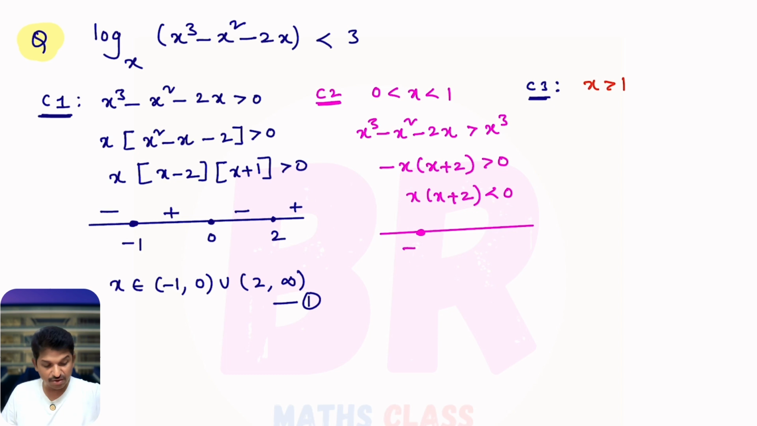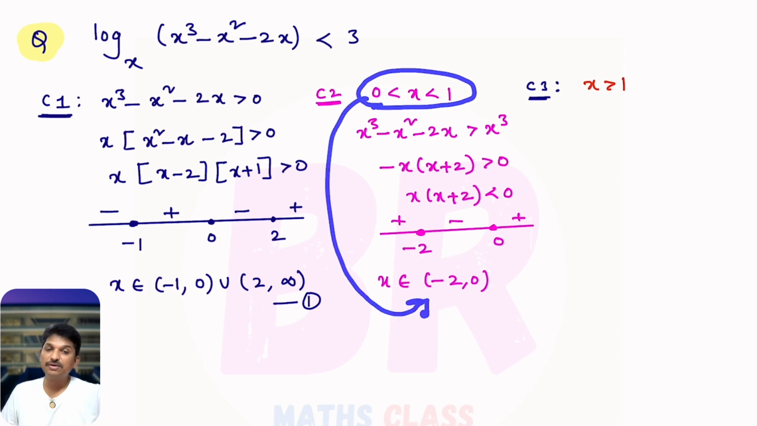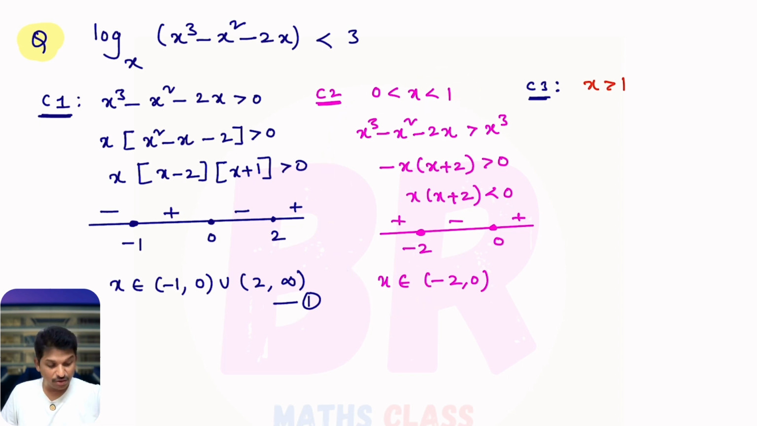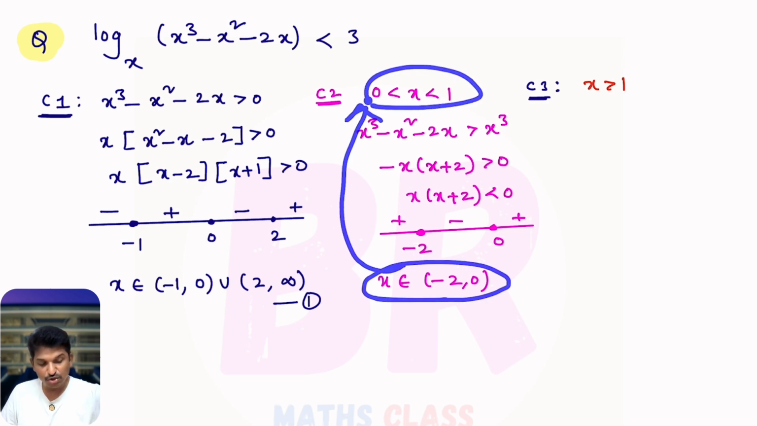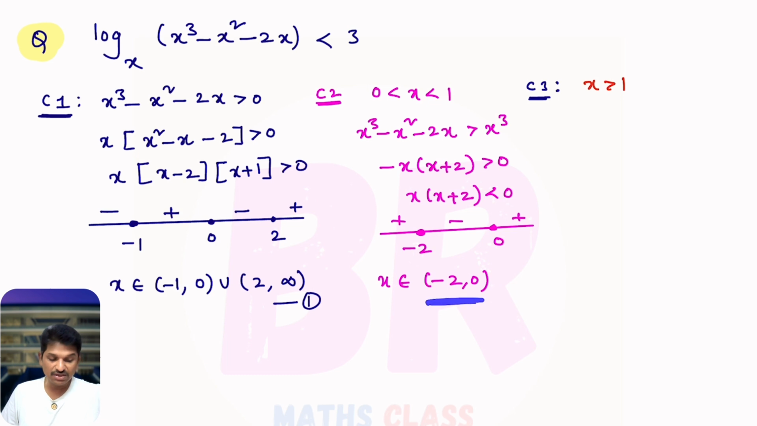I'll write in number line order. First minus 2, next 0. Plus, minus, plus. So x belongs to less than 0, which means minus 2 to 0. x belongs to minus 2 to 0. Here the point is that the x value lies between 0 and 1. You see here I got x values from minus 2 to 0. In these x values, you need to check which x values are there from 0 to 1. There is no x value in the intersection of these two.